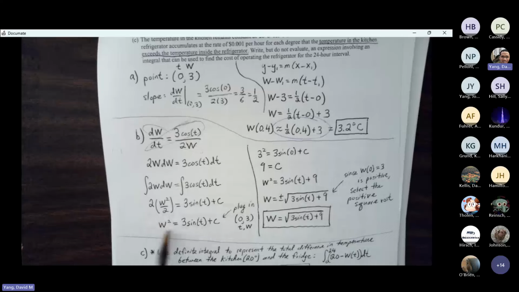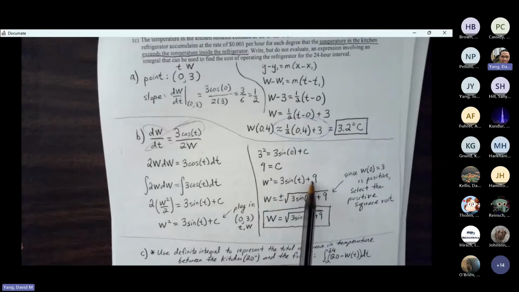But typically if I see natural log in the process, I typically wait for that c, but it really doesn't matter as long as you solve for both. Doesn't matter the order that you solve them. Okay, so I'm going to replace 0 in for t, 3 in for w, just solve for c, get that out of the way. So 9 is equal to 0 plus c, c equals 9. Replace 9 in for c.